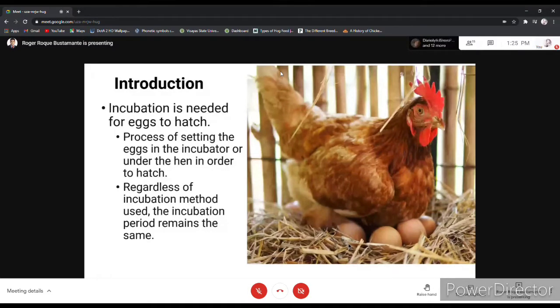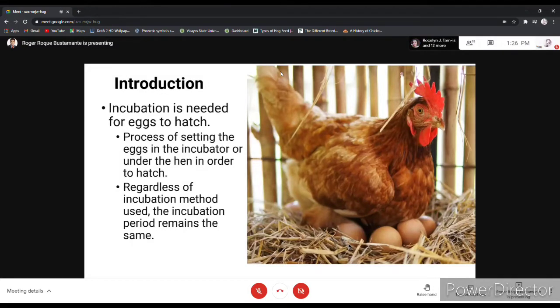Every poultry species has its specific period of incubation. This is equivalent to the gestation period of large animals. For poultry, we have here the incubation. Incubation is the process of setting the eggs in an incubator.